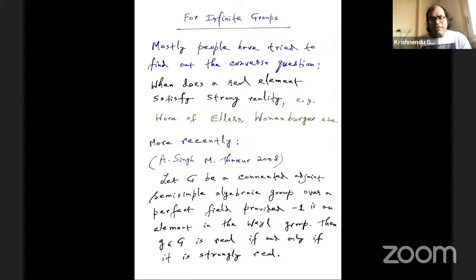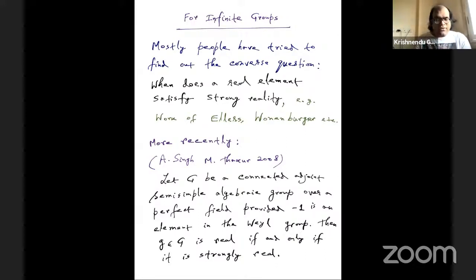Now there are a series of works starting from the 1960s due to people like Ellers, Wonenburger, Djokovic, and so on, who have studied this question from a linear algebraic viewpoint over arbitrary fields, and they have sort of answered these questions for many classical groups. Now, one of the recent answers, as far as I know, was given by my colleague Anupam Singh and Manish Thakur in 2008, where they found some condition for a semisimple element in a connected adjoint semisimple algebraic group for the equivalence between reality and strong reality for such an element.